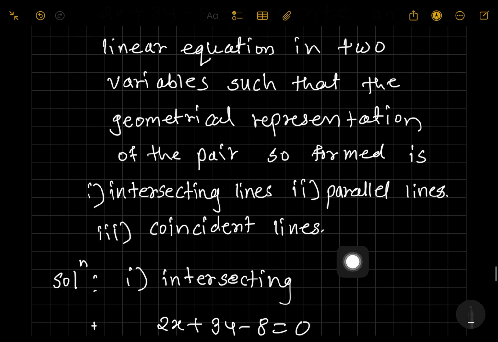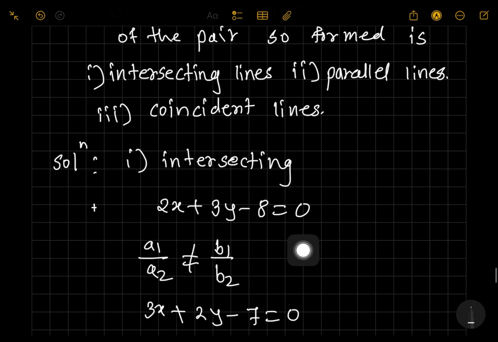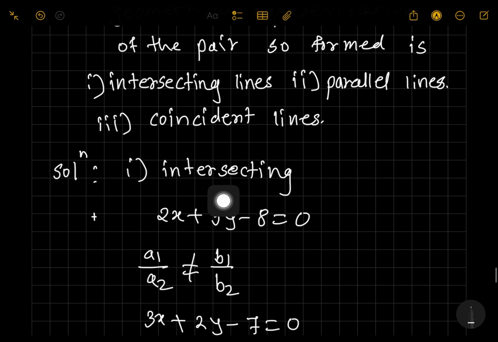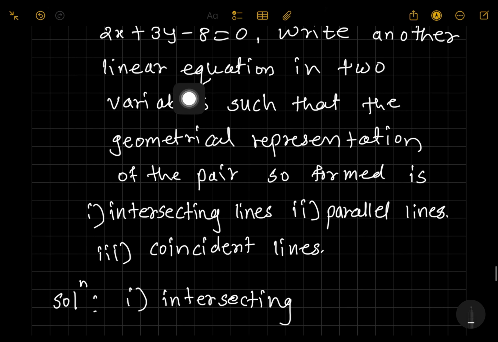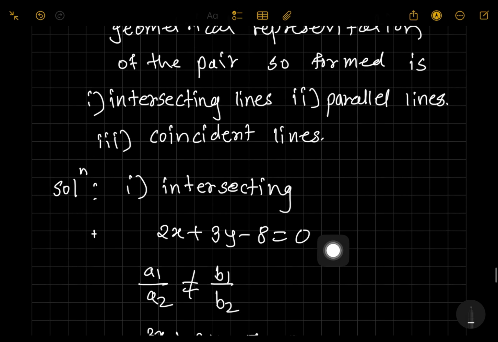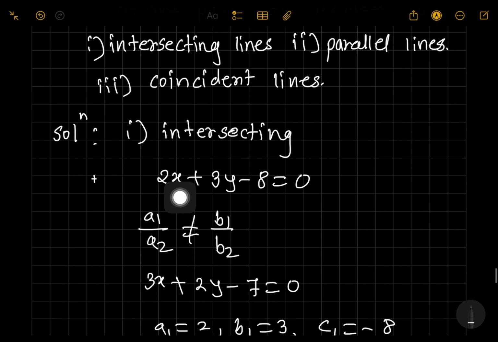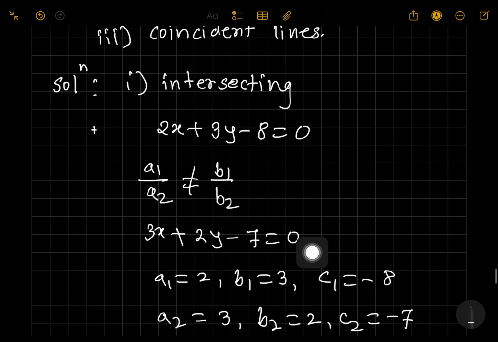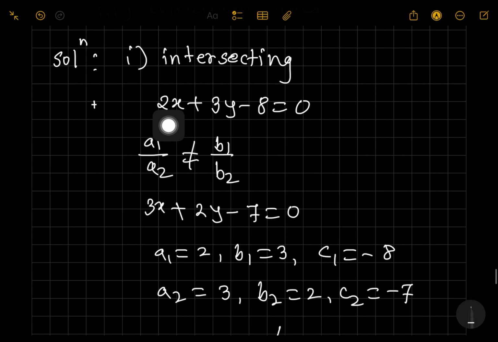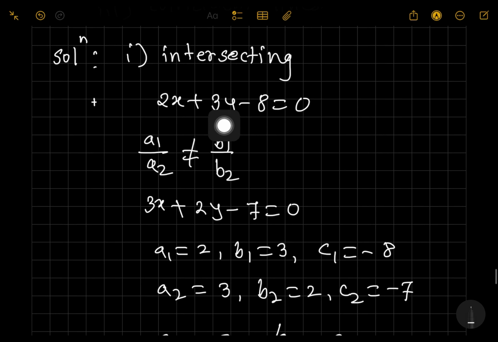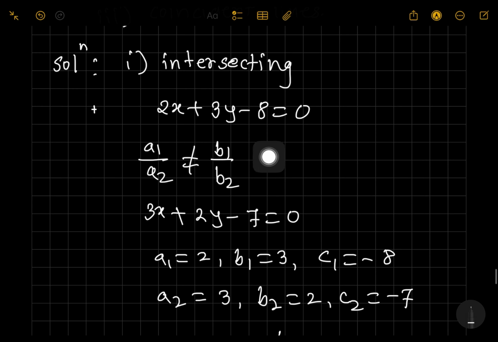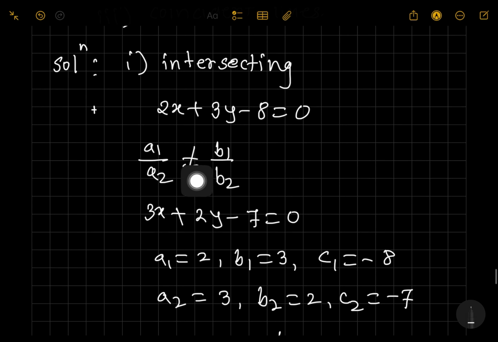We have to see the ratios a1 upon a2, b1 upon b2 and c1 upon c2. We know that intersecting lines come when a1 upon a2 is not equal to b1 upon b2. So we have to form the equation with a different number so the ratio will not come the same. Since 2x is there, we can take 3x, and since 3y is there, then 2y. It should not come the same after reducing, otherwise it would be proportional. So it should be a little different, so the ratio does not come the same.